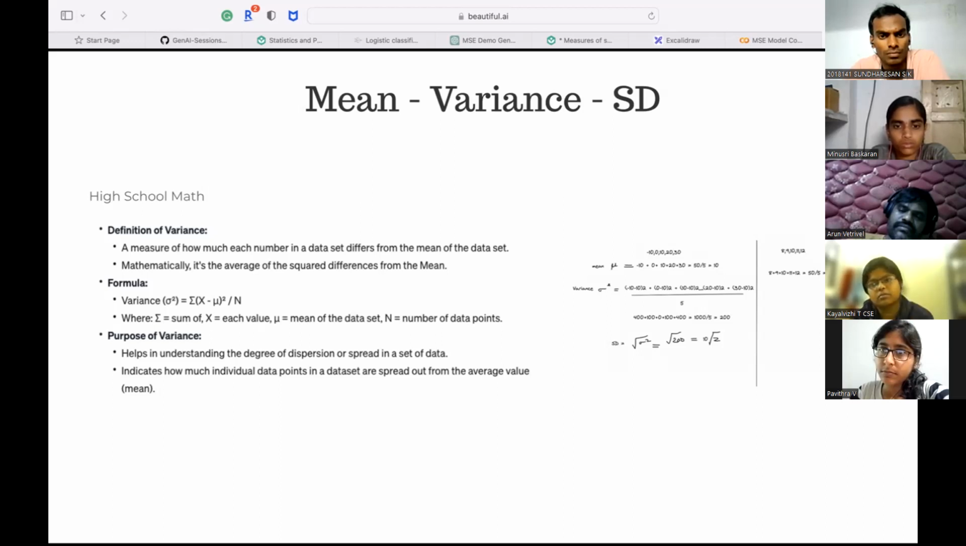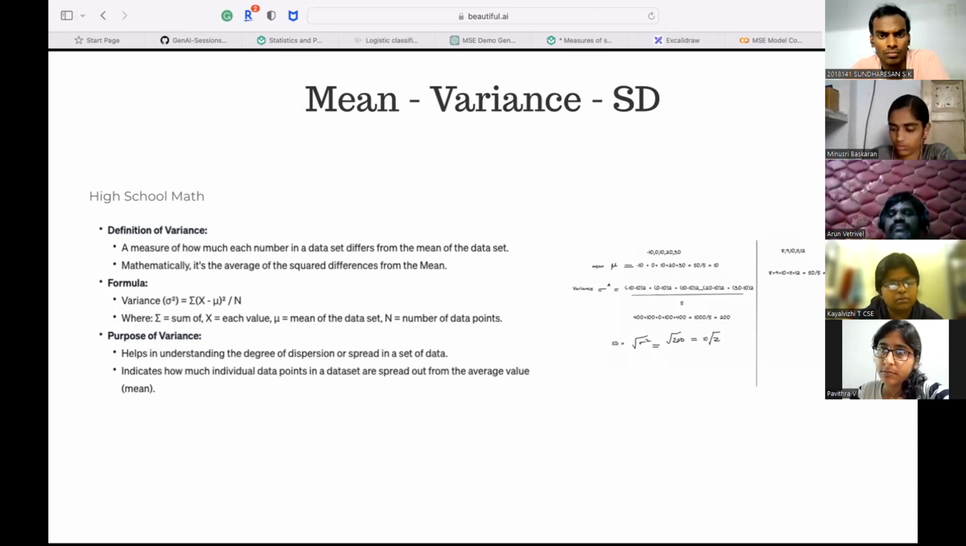MSE, mean square error, is not variance, no? No, the concept of variance is being used in MSE. Is my understanding right? Why? No, it is used in R square, right? It's used in R square.